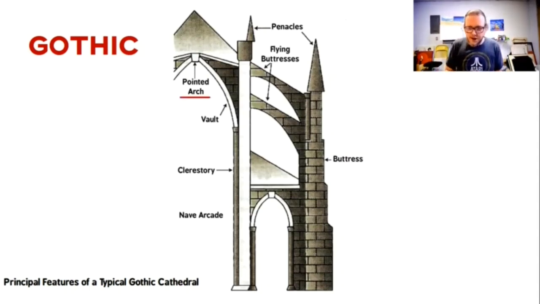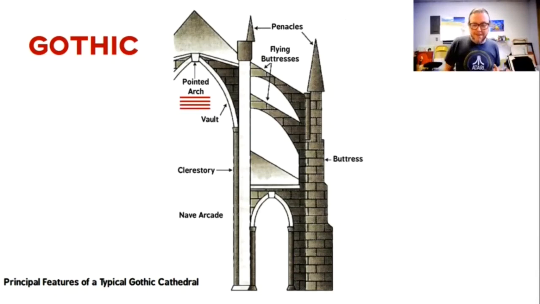One is the pointed arch. This was developed as a means of, we can't quite get this Roman rounded arch, but we can make a pointed arch to get that keystone on top of it, and we can make that work. Now, the pointed arch is extremely important.